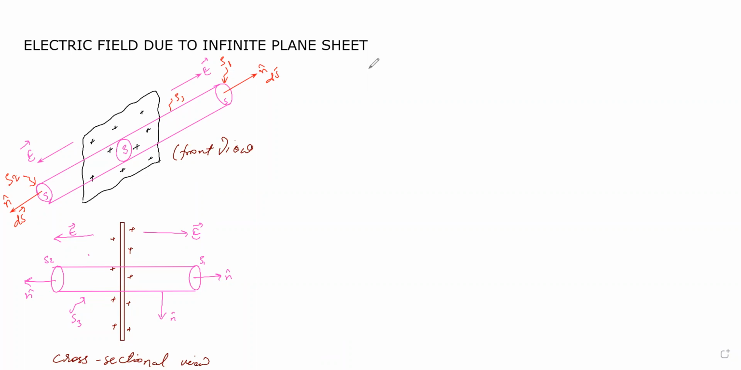Now, in the next step, we are going to calculate the flux. But before calculation, we should write some steps here. Consider a cylindrical Gaussian surface having area of ends S. Then, what will be the flux through end 1?